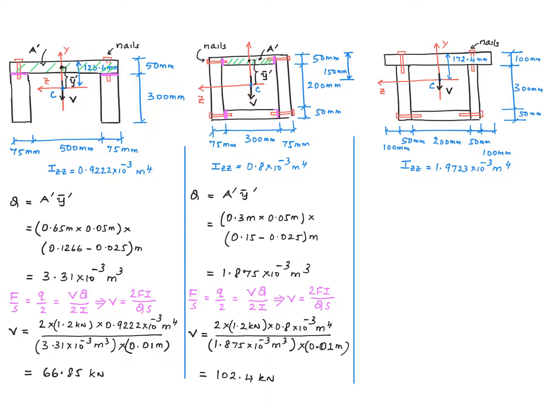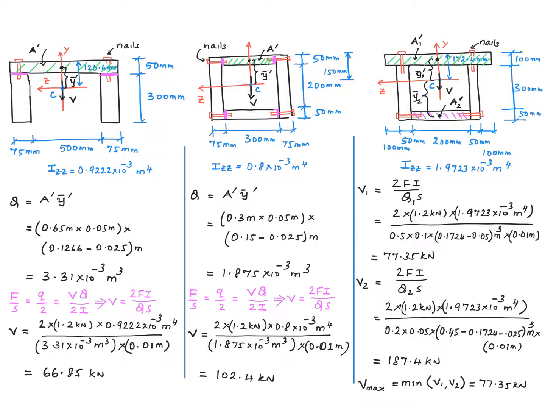Here are the details of the calculations for this section. Here I am considering this shaded area. The calculated shear flow would then be the force on this plane and this vertical plane. In other words, F over S must be equal to Q over 2, just like the first case. Now you can follow the numbers very easily, so I'll let you do that.